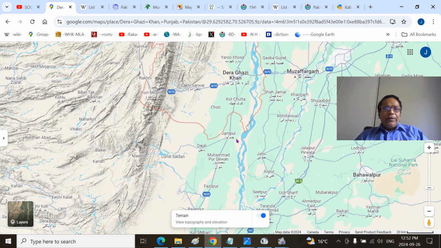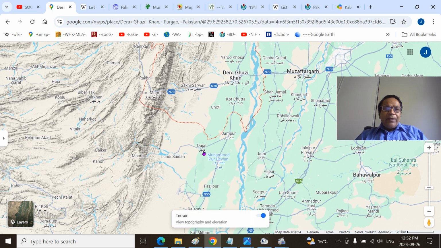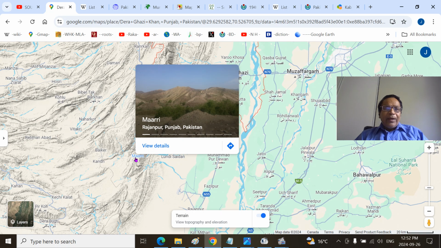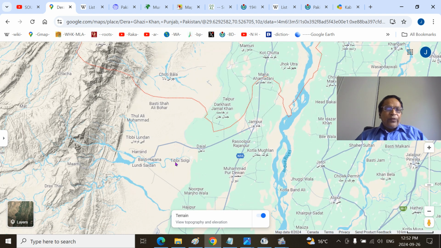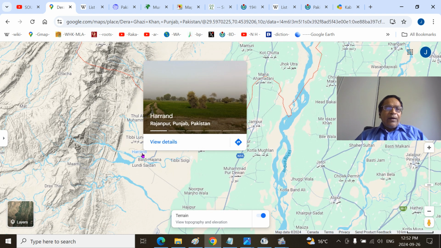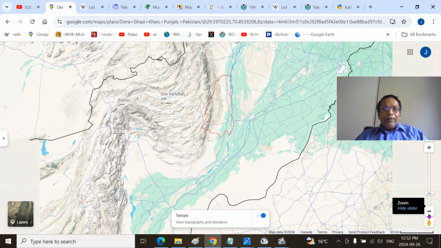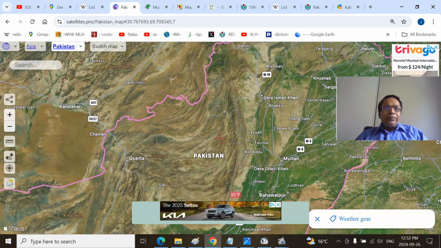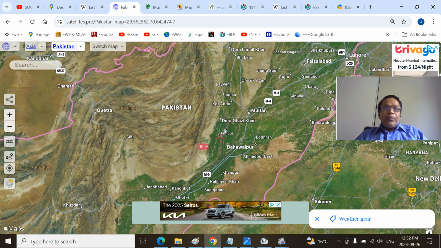South is the Jampur district, and there is a Dajal Tehsil. There is also a hill station called Mari, that is the Mari hill station, and there is also another small fort called Harand Fort here. So Multan, there is Ghazi Khan here. This is the Sulaiman range.